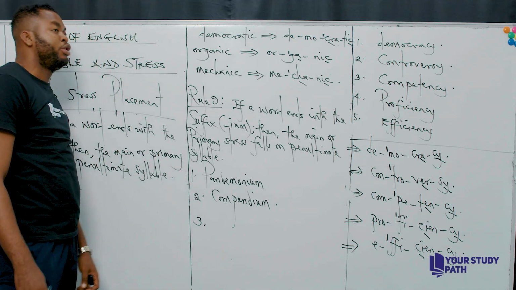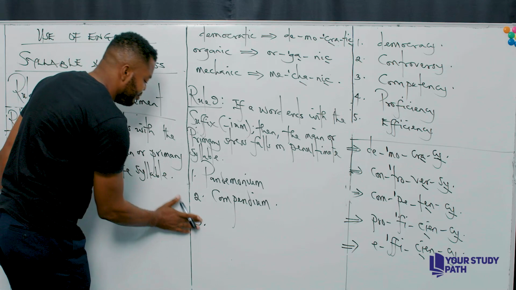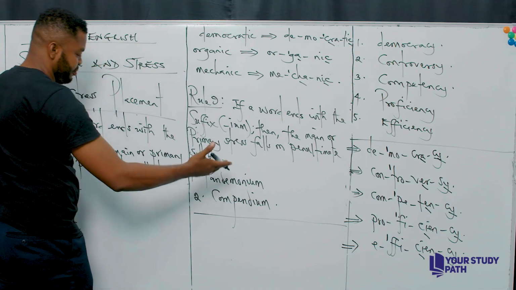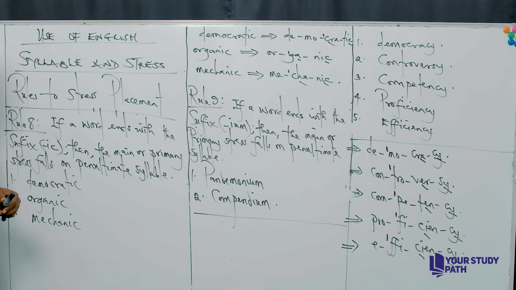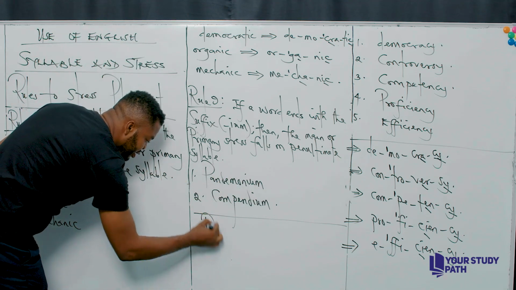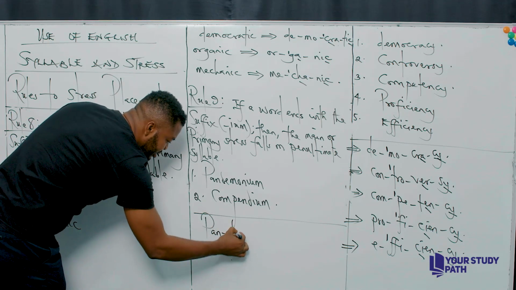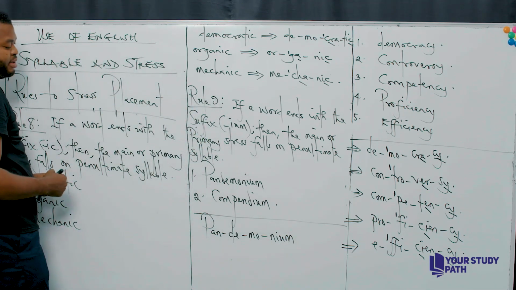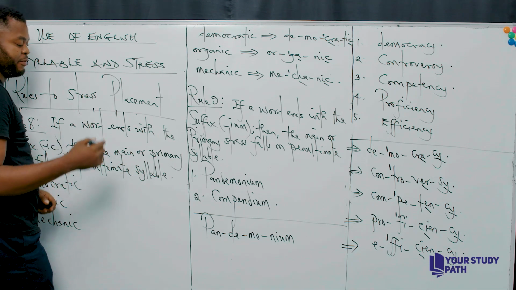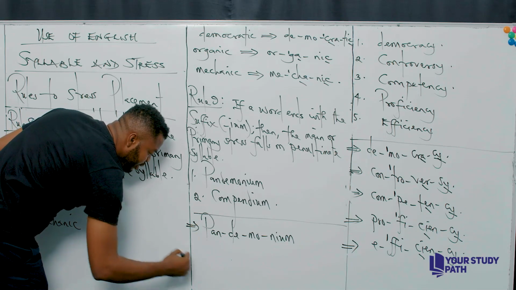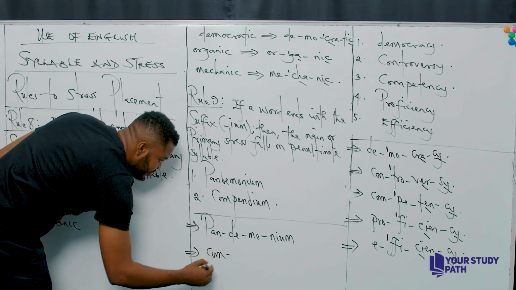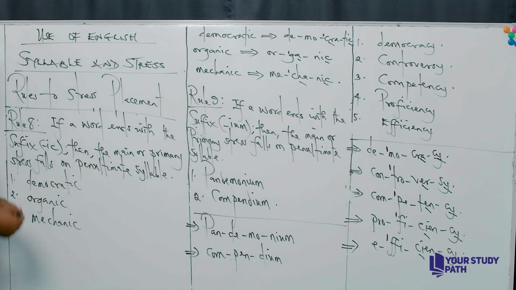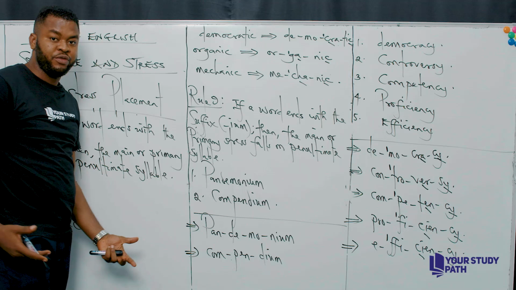Compendium. Pandemonium. Okay, so let's work with this 3. Now let's work with this 2. Now you have pandemonium and you have compendium. Now the syllabic division for the first word is P-A-N-D-E-M-O-N-I-U-M. Okay? That's pandemonium. Now, for the second word you have C-O-M-P-E-N, then D-I-U-M. Compendium. You can see the syllabic division for each of these words.